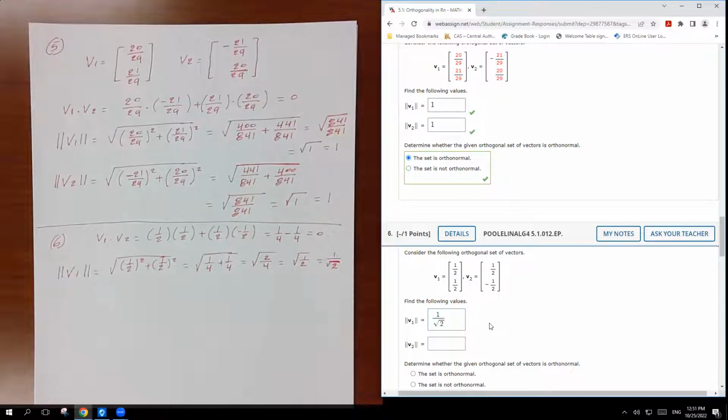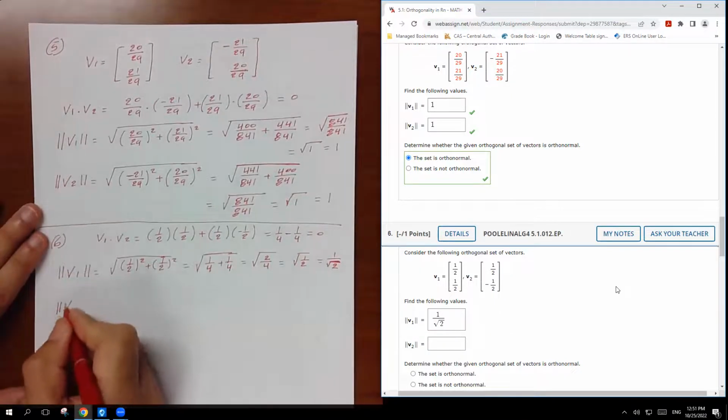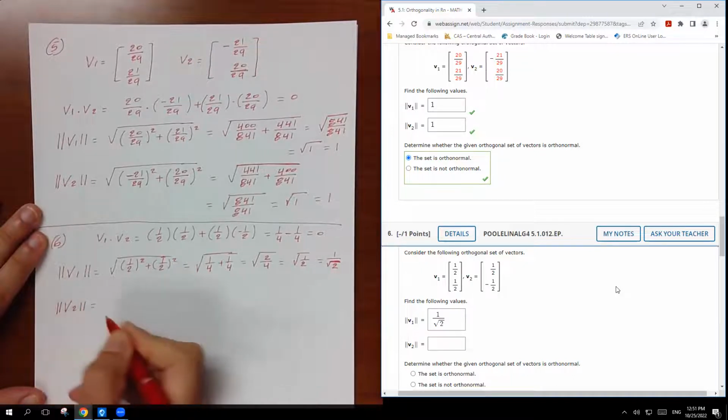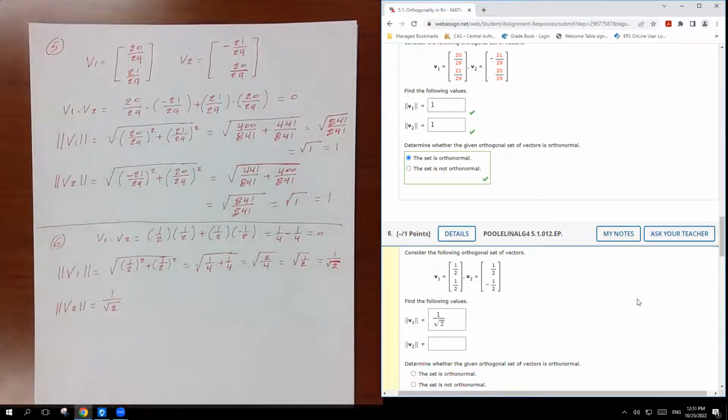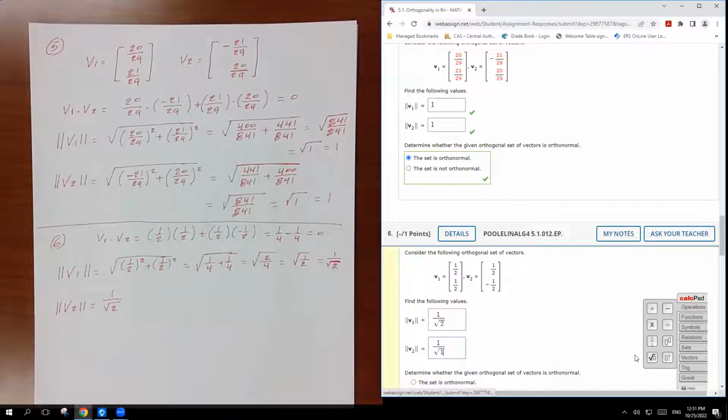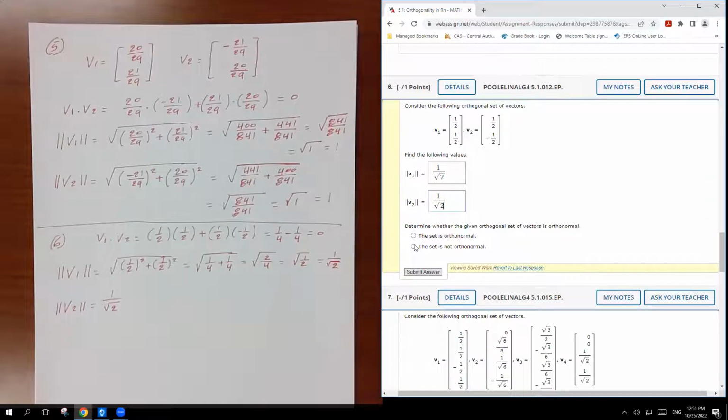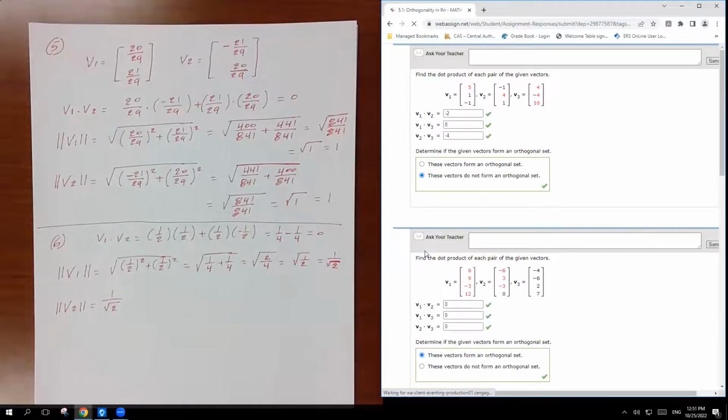Now they ask you to find the length of V2. Let's find the length of V2, and it's going to be the same thing because this one is squared, so also it's going to be 1 over the square root of 2. So here also is going to be 1 over the square root of 2. But this set is not orthonormal. So that's it for example 6.